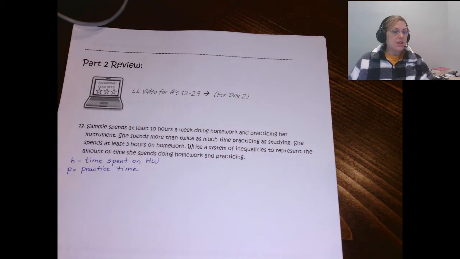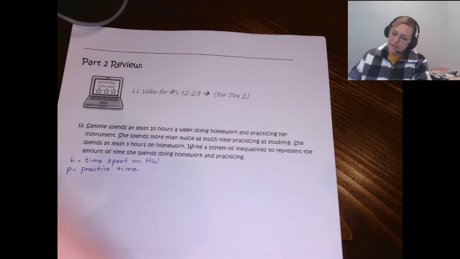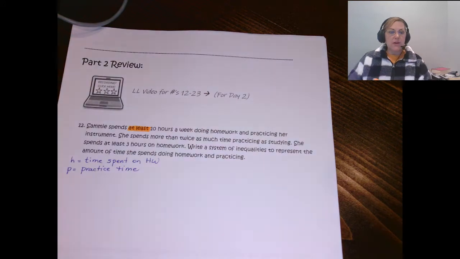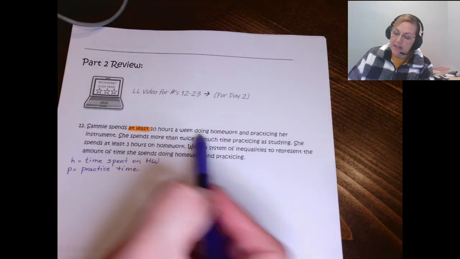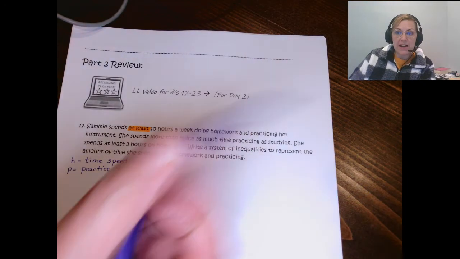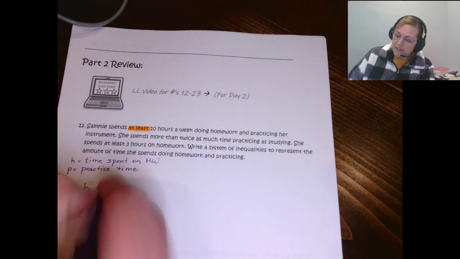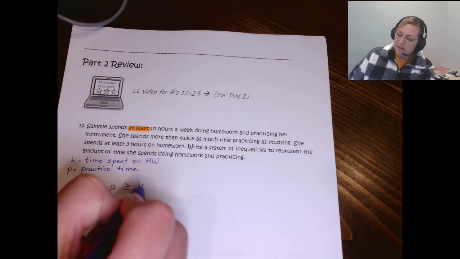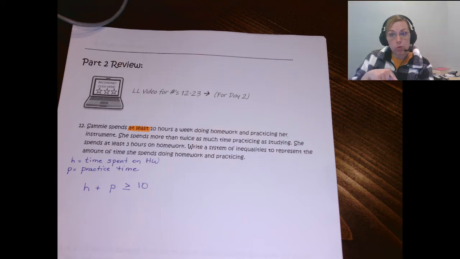Okay. Now we're going to break down each sentence here. So notice that in sentence 1, she spends at least. So at least is keywords for greater than or equal to. She spends at least 10 hours doing homework and practicing her instrument. So, homework and practicing the instrument are at least 10 hours. And that's how I translated the words into the inequality.